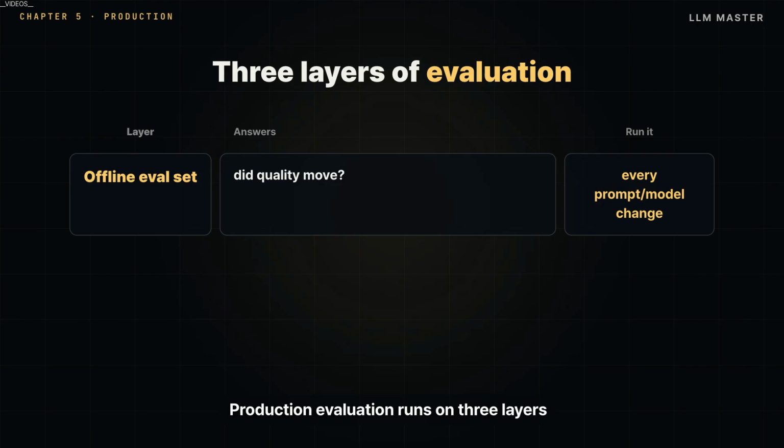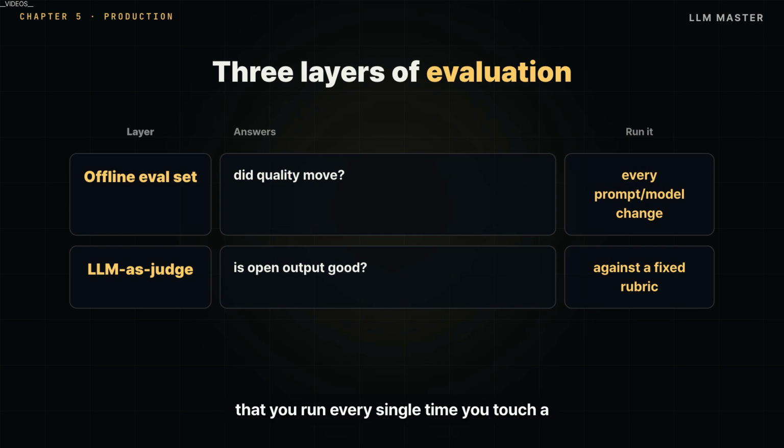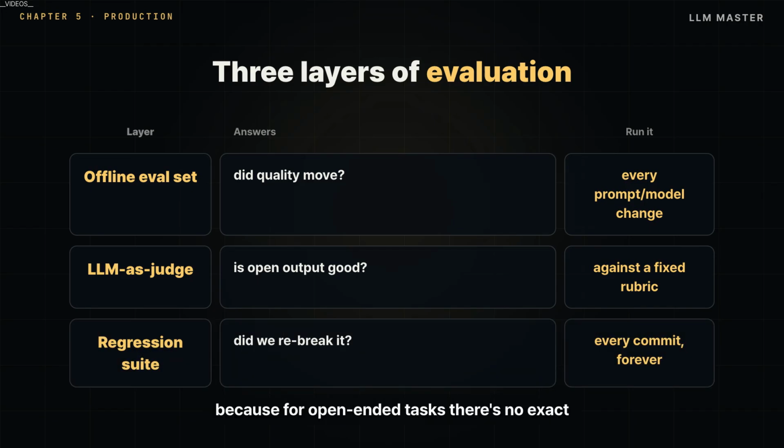Production evaluation runs on three layers. The foundation is an offline eval set, a curated collection of real inputs paired with what a good answer looks like, that you run every single time you touch a prompt, a model version, or a retrieval index. On top of that sits LLM-as-judge, using a strong model to grade outputs against an explicit rubric, because for open-ended tasks, there's no exact string to match against. And wrapping both is regression testing. The moment you fix one failure, that case joins the set forever, so you never silently re-break it. The trap people fall into is judging on vibes and vanity metrics. The discipline is boring.